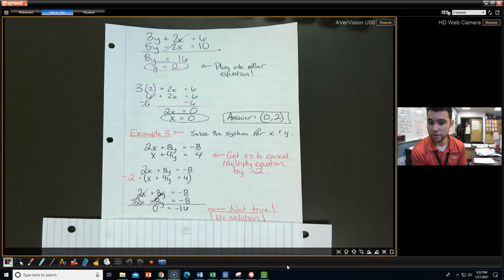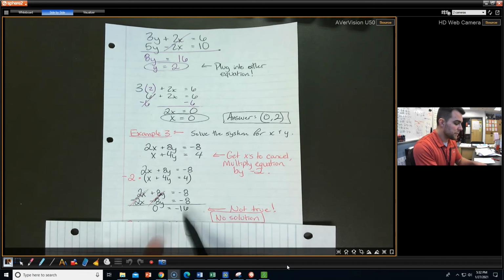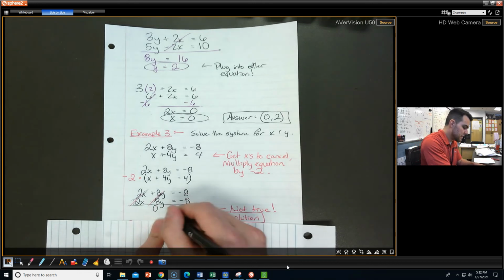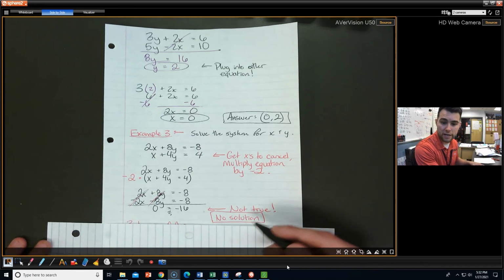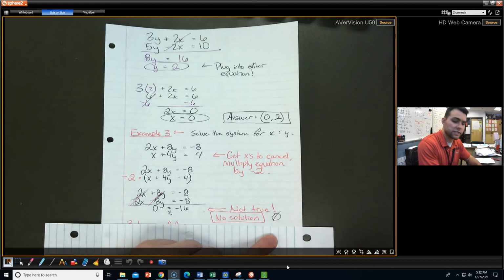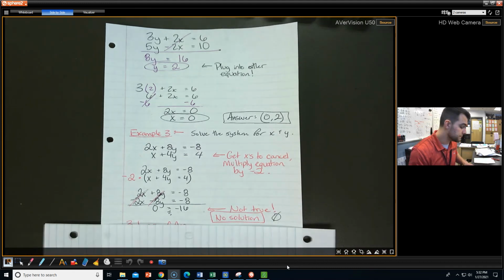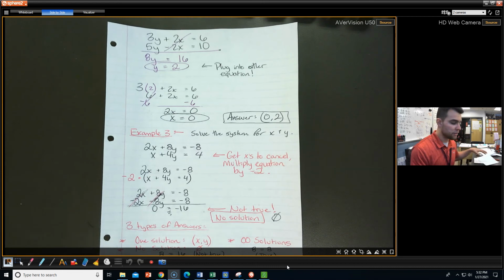That is not true. And if you remember from substitution, when we get a contradiction like that, that's no solution right there. We don't have a solution. We don't have anything for x and y that's equal to those things. So we can just write no solution, or do the 0 with a dash through it if you want to be cool. All right. So that brings us to 3 types of answers.